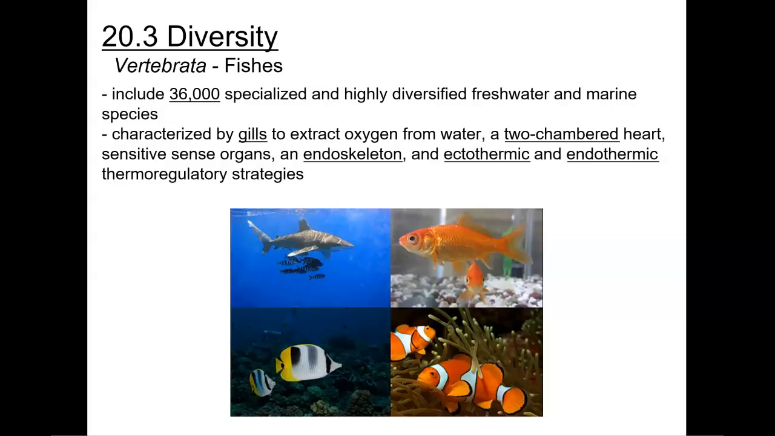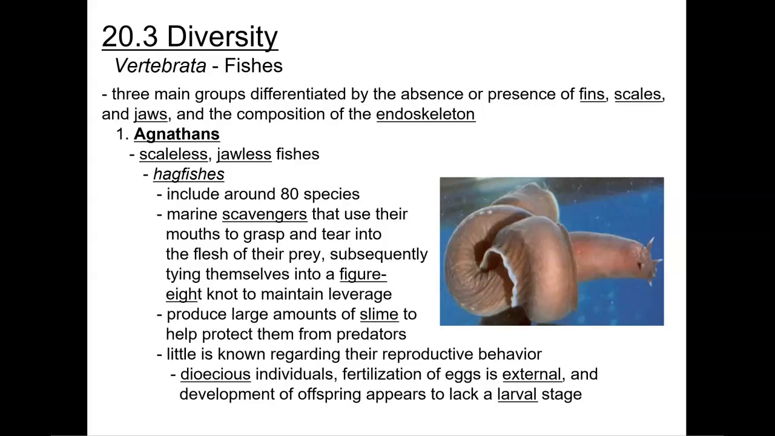They're going to be characterized by gills that are going to be able to extract oxygen from water, a 2-chambered heart, sensitive sense organs, and an endoskeleton and ectothermic and endothermic thermoregulation strategies. So in with our fishes, those are all the things that you are going to be able to see. There's going to be 3 main groups that are going to be differentiated by the absence or presence of fins, scales, and jaws, and the composition of the endoskeleton.